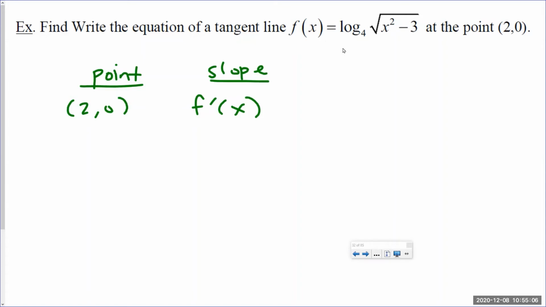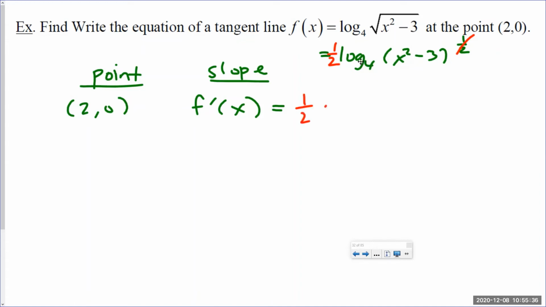I'm going to rewrite this. This is really log 4 of x squared minus 3 raised to the 1/2. This is f of x. So take the derivative of this. How do you take the derivative of a log? Isn't it u prime over u? Now you guys tell me, do you want to move the 1/2 to the front or not? You do. So let's move the 1/2 to the front. If you don't, just make sure you understand. I'd just do chain rule here. It'd be fine. But this would be 1/2 times.